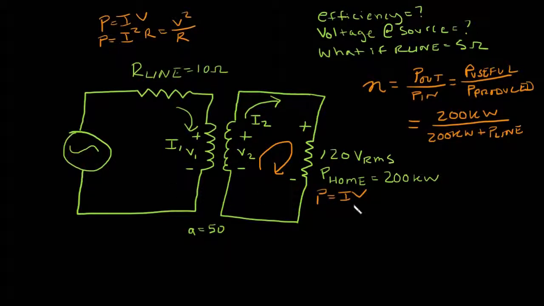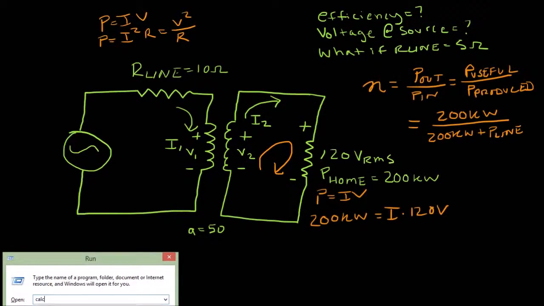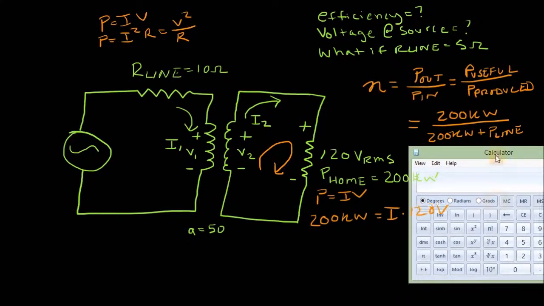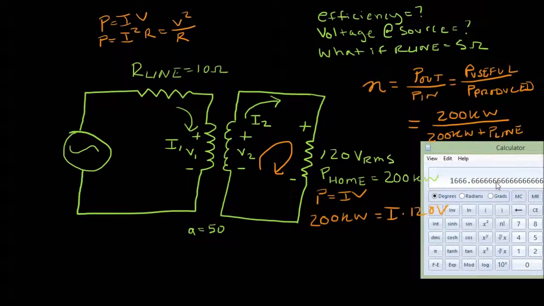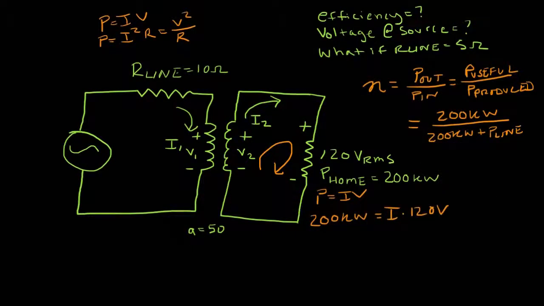Let's take a look at the other way. Let's look at the current. So if I come over here, I say P equals IV, so 200 kilowatts equals my current times 120 volts. Just switch to the calculator real quick. So we'll do 200,000 divided by 120. So that gives us 1.67 kiloamps. Quite a bit of current.